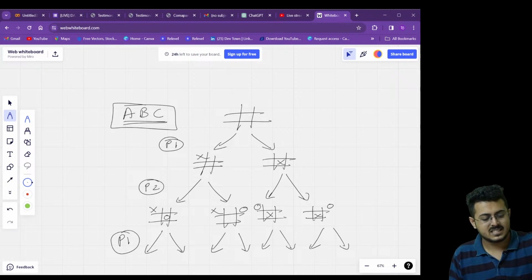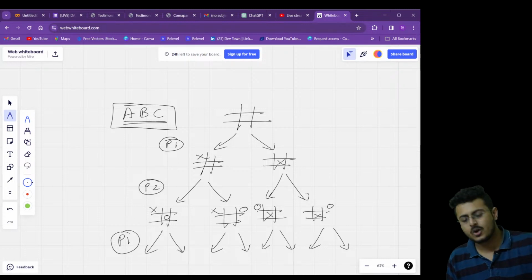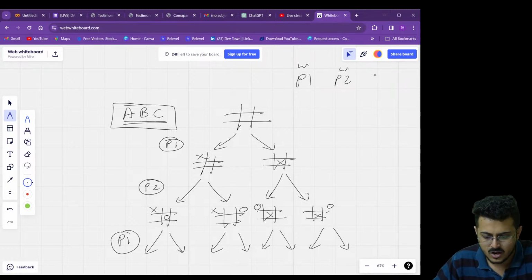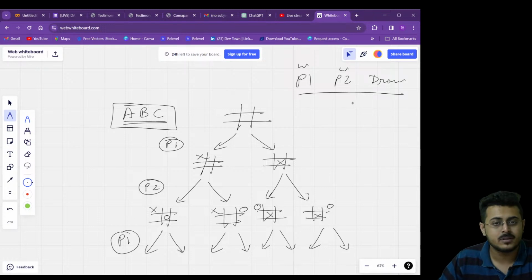Player 1 wins, player 2 wins, or nobody wins. So it is either player 1 wins, or player 2 wins, or it's a draw. These are the only 3 outputs that can happen. Am I right or wrong, guys?